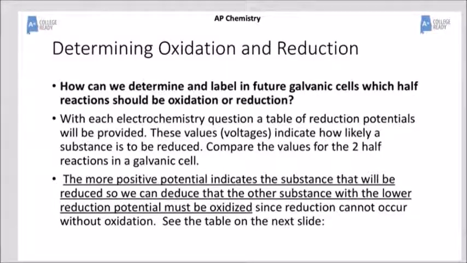With each question, you'll be given a table of reduction potentials, okay? And when we say potentials, think of voltage. And we'll talk about this a little bit later too. These values, these voltages, indicate how likely a substance is to be reduced. So for each half reaction, we're going to have a voltage associated with it, and from those values, we'll be able to tell what's oxidized and reduced. And here's the key. The more positive reduction potential indicates the substance that will be reduced, and therefore whatever the other value is that's lower, that substance is the one that's going to be oxidized.